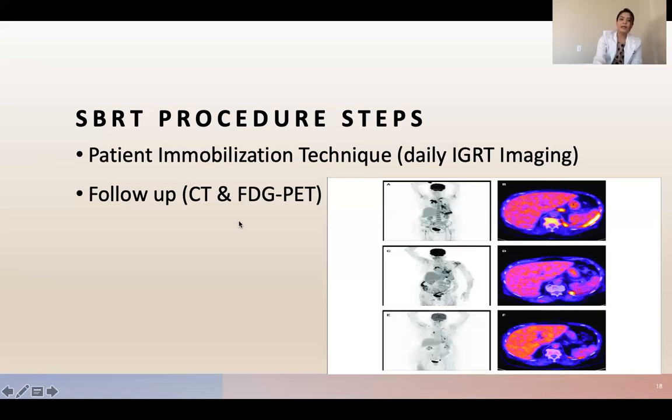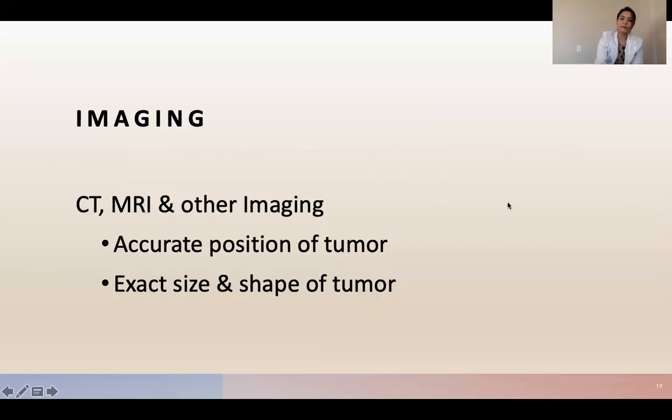So CT and FDG PET together are used in conjunction to get the best imaging and to see how the tumor is suppressing over time using stereotactic body radiation therapy. CT and MRI is done to get the accurate position of the tumor and to see the exact size and shape of the tumor.